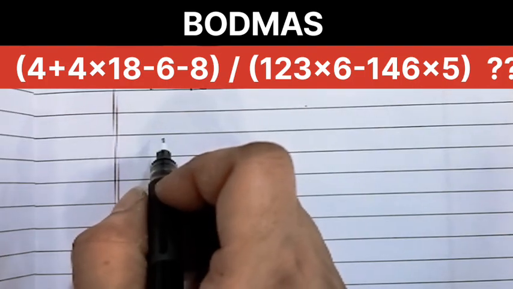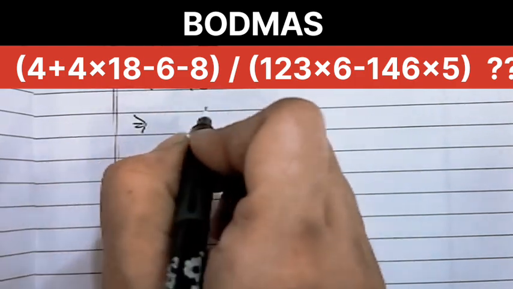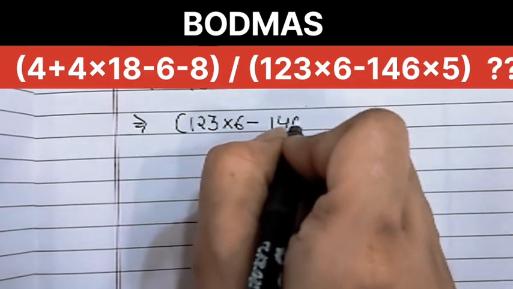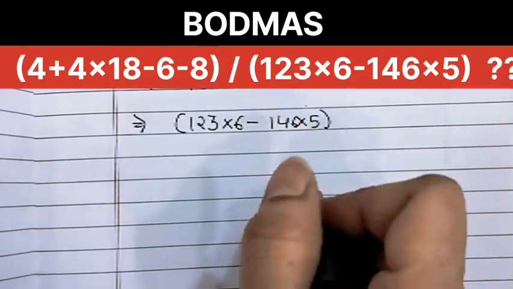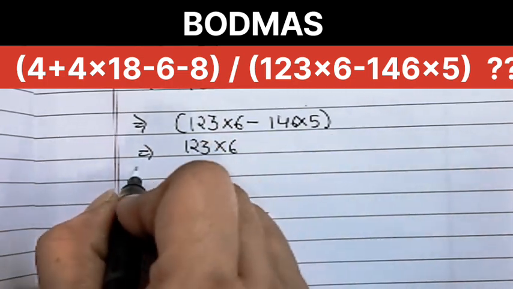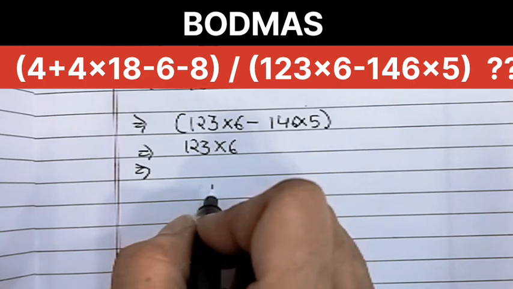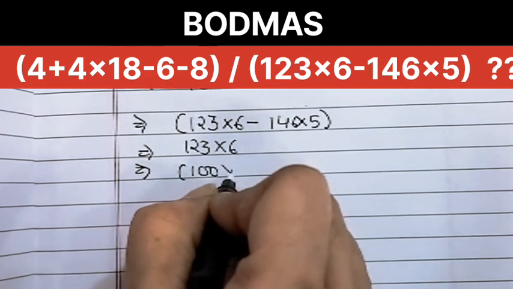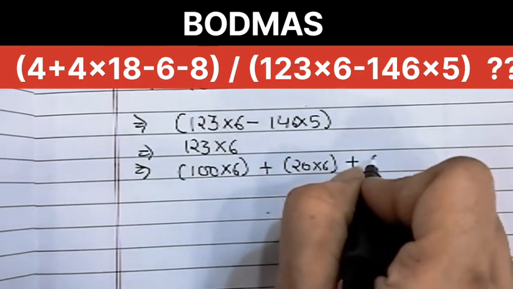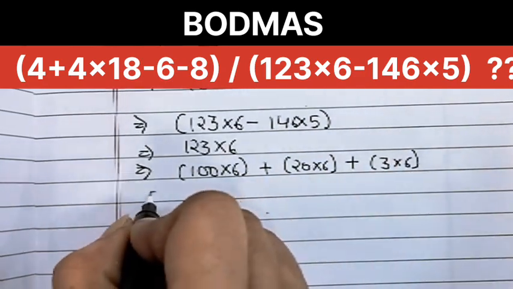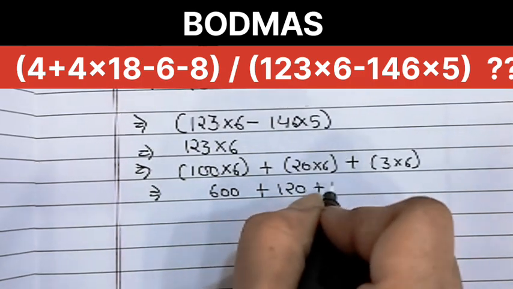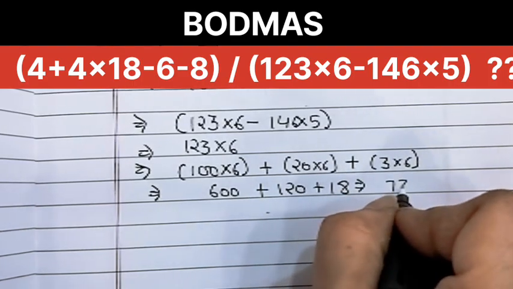Now the second step, simplify the denominator. Now the denominator expression is 123 multiply 6 minus 146 multiply by 5. Now first we multiply. First multiply 123 by 6. Now we can use the distributive property, break it down. So 100 multiply by 6 plus 20 multiply by 6 plus 3 multiply by 6. Now add the values after multiplying: 600 plus 120 plus 18. After adding you will get 738.